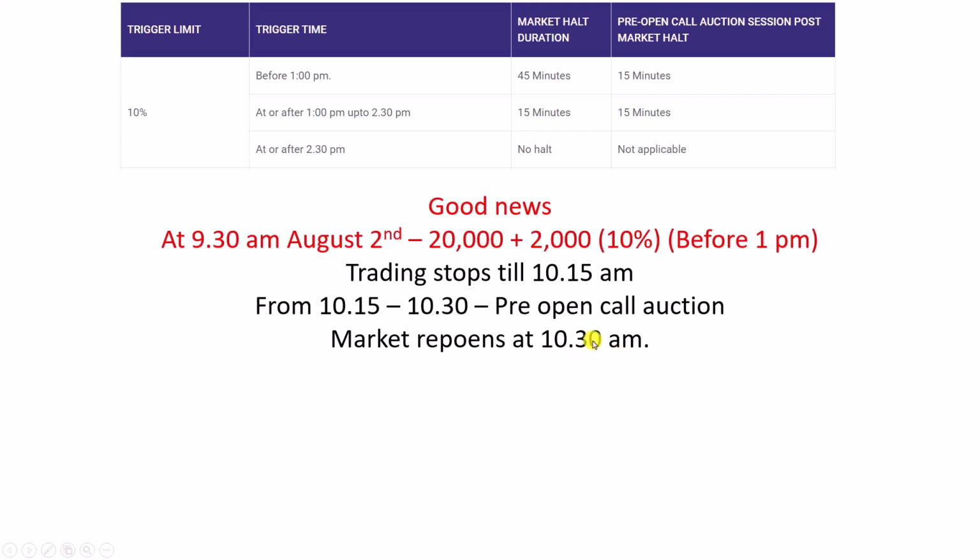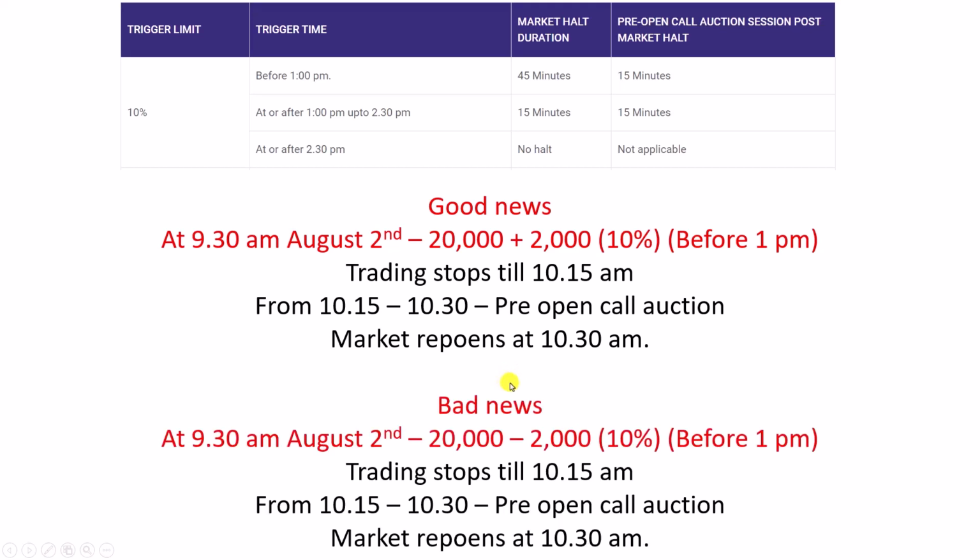All right. So this is if Nifty hits the upper circuit before 1 p.m. First condition, before 1 p.m. Now this is for good news. The same thing in the opposite direction is for bad news, or downside.